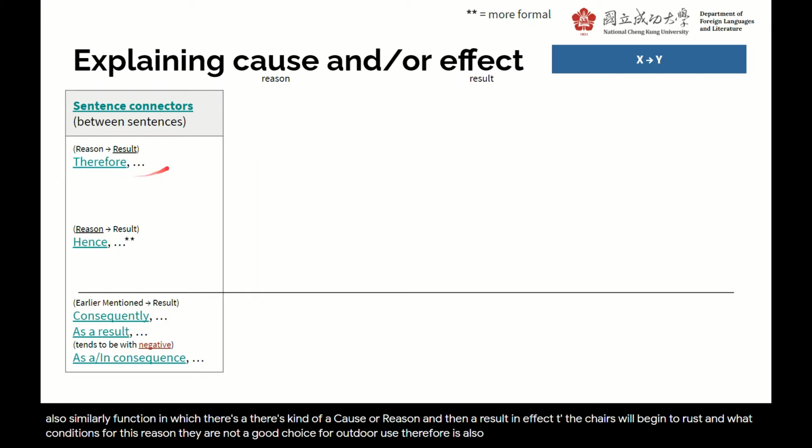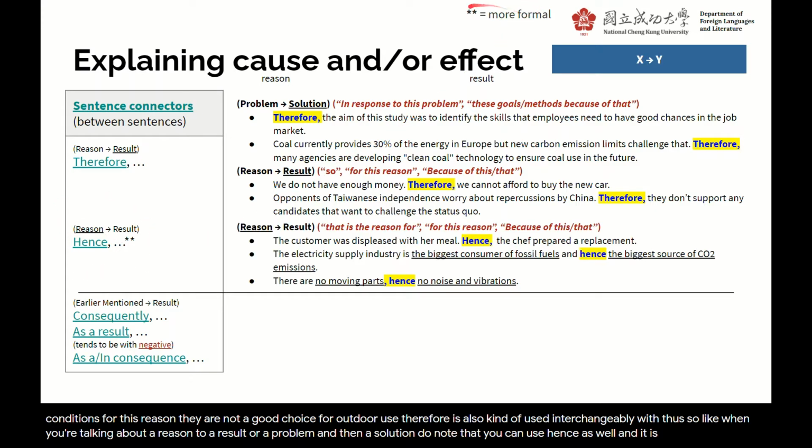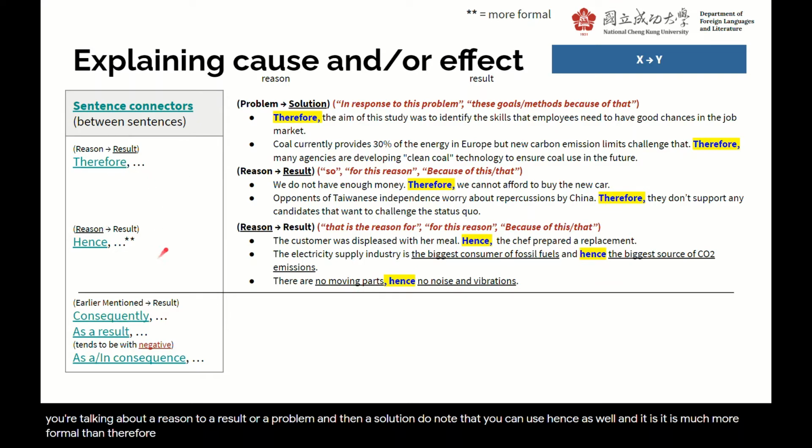Therefore is also kind of used interchangeably with thus. So like when you're talking about a reason to a result, or a problem and then a solution. And do note that you can use hence as well. And it is much more formal than therefore. And hence actually is slightly different as well because it focuses more on the reason for something, while therefore focuses more on the result of something.